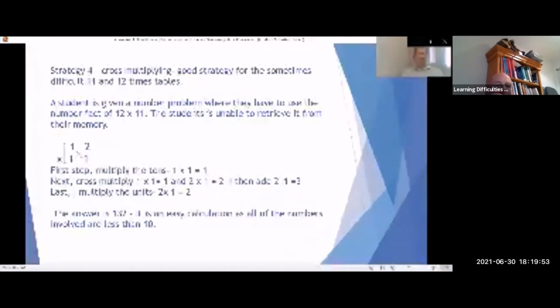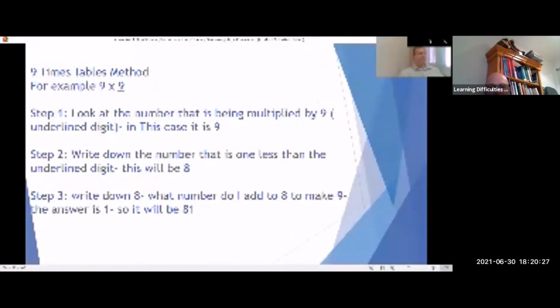Another strategy we use for the times tables is cross multiplying. This is good for the 11 and 12 times tables. So in this example, they have 12 times 11, so they can do the 10s first. 1 times 1 is 1, and they cross multiply the other pair of numbers, which is 2 times 1. So 2 plus 1 is 3. So they got 130, and then they just multiply the units, which is 2 times 1 is 2. So 132.